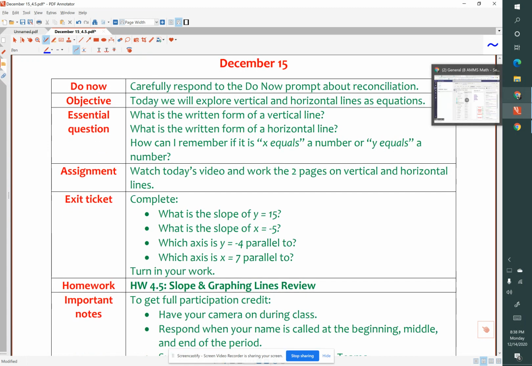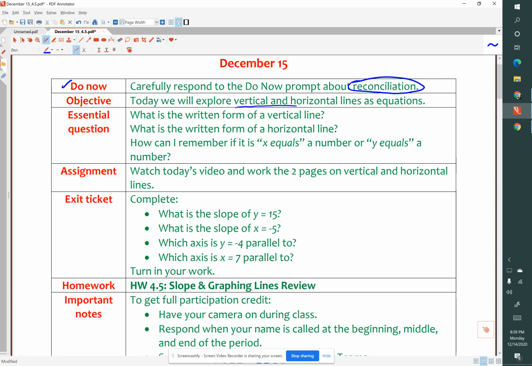So first, we want you to carefully respond to an interesting question about this notion of reconciliation. We will explore today vertical and horizontal lines as equations on graphs and as equations unto themselves. Our essential question: what is the written form of a vertical line? What is the written form of a horizontal line? And how can I remember if it is x equals a number or y equals a number?